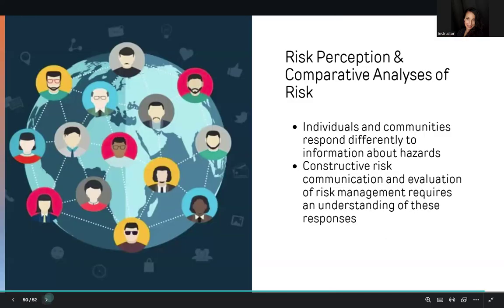Risk perception and comparative analysis of risk. Individuals respond very differently to information about hazardous situations and products, as do communities and whole societies. Understanding these behavioral responses is critical in stimulating constructive risk communication and evaluating potential risk management options.